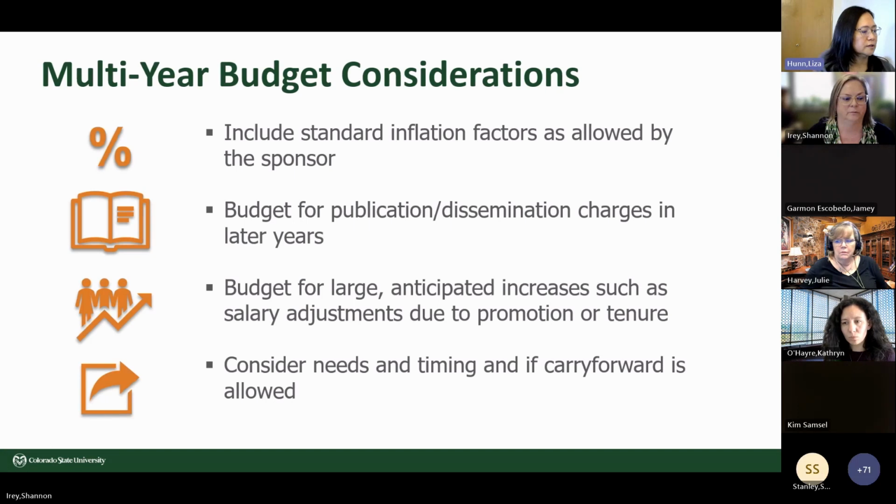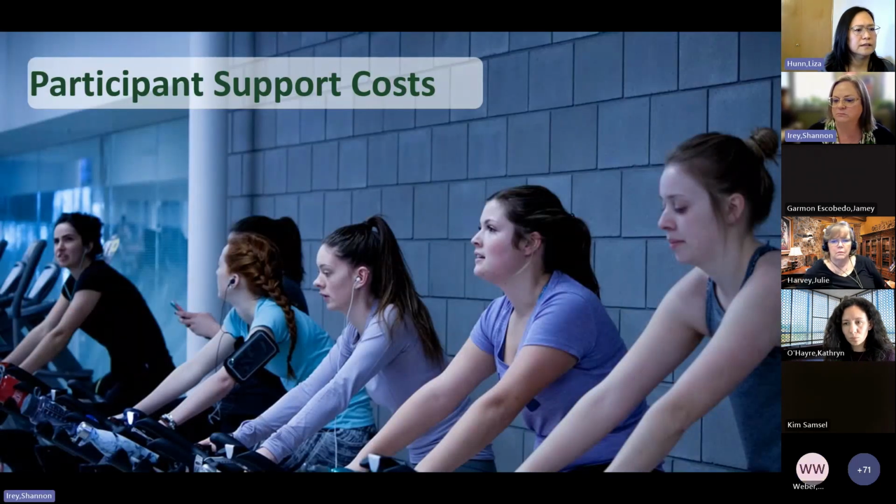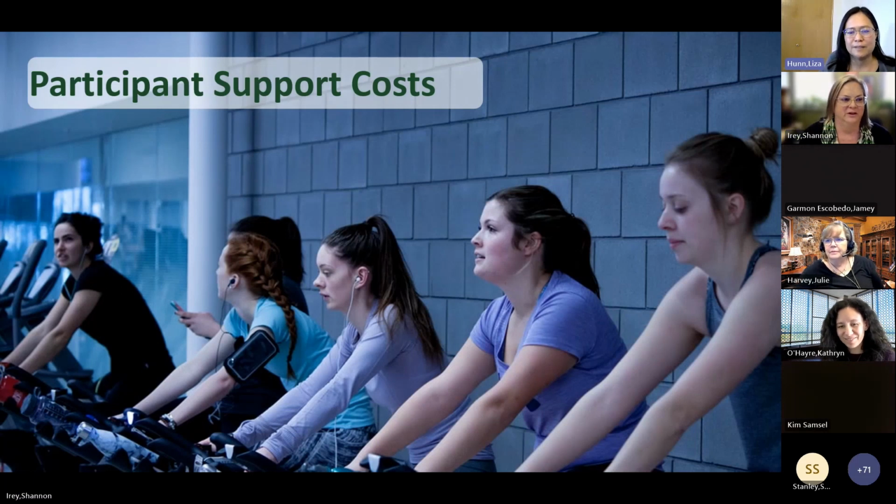Participant support costs. I feel like we need music for this one, like dun dun dun. It's okay. It's okay. We're going to start off with a nice little definition.